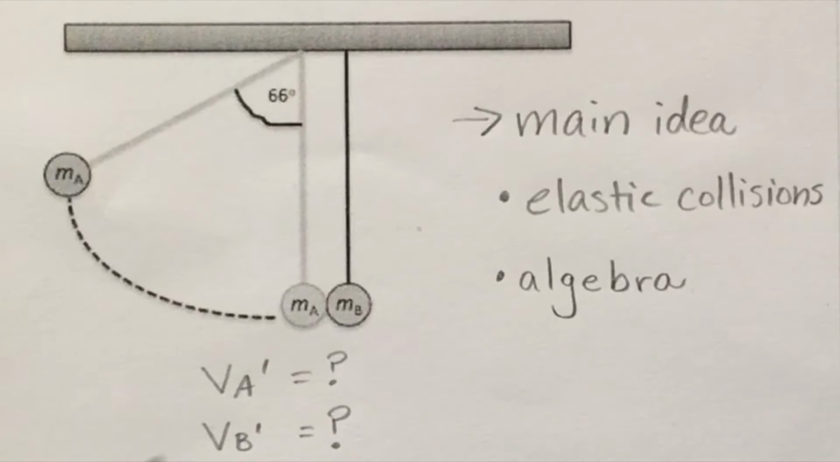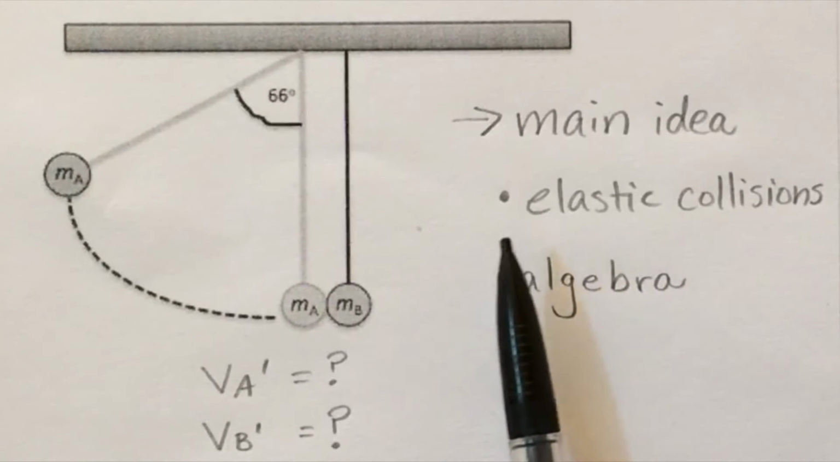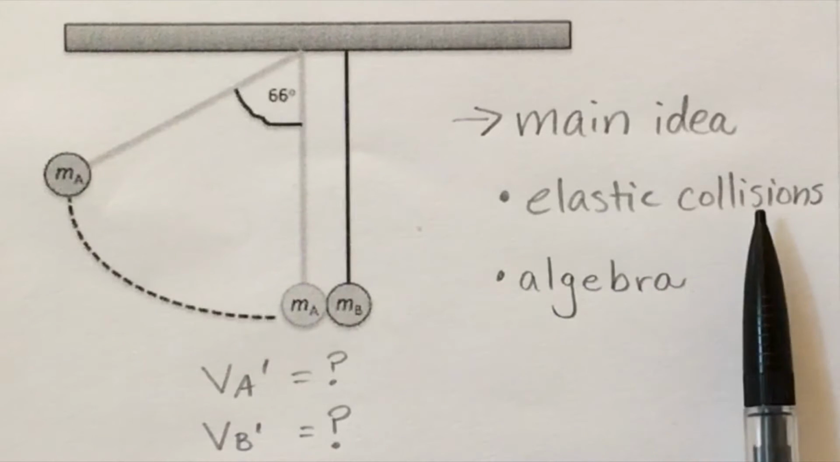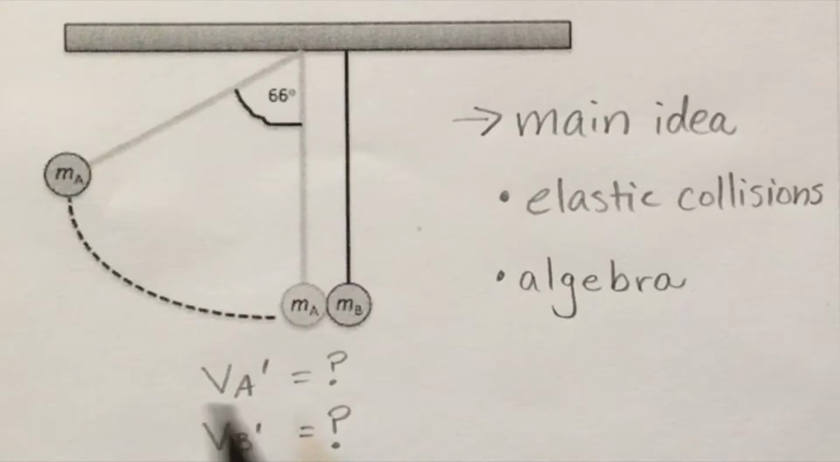In this part, we're told the two balls collide elastically, and we're asked to find the velocity of each ball just after the collision. The main ideas needed to solve this problem are knowing what an elastic collision is and being able to do the algebra to prove the answer that we'll get.